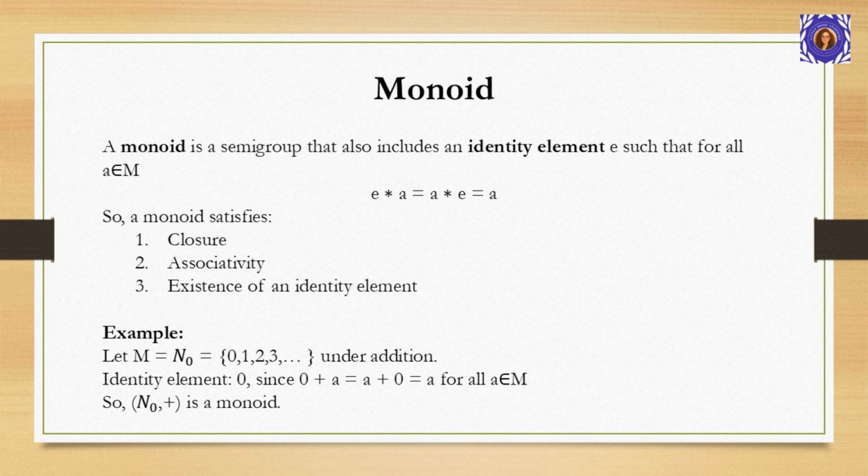For example, let M equal N sub 0, which is the set containing 0, 1, 2, 3, and so on, under addition. The identity element is 0, since 0 plus a equals a plus 0 equals a for all a belonging to M. Therefore, N sub 0 under addition is a monoid.